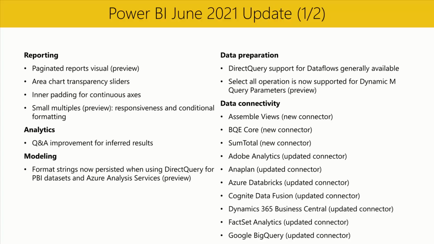Next, you can now set the transparency of the colored areas in your area and stacked area charts. Before, area transparency was defined at 60% by default. Now you can adjust these values in the Data Colors card of the Formatting pane.